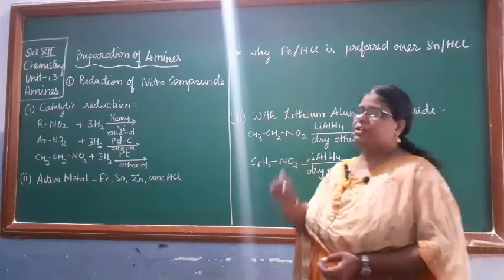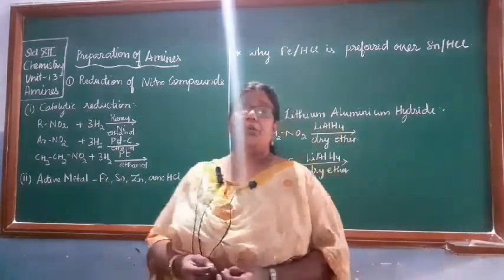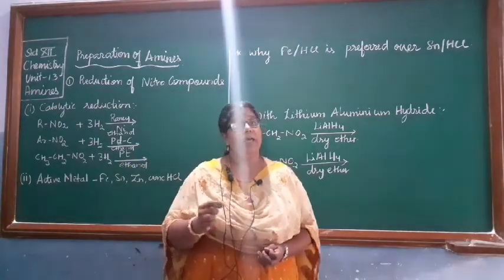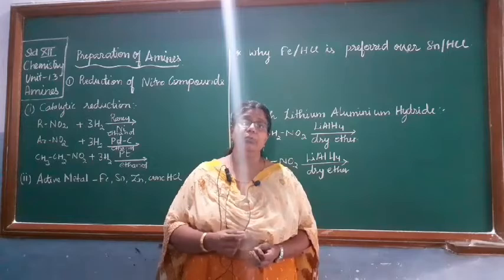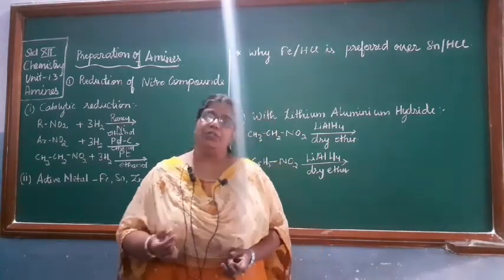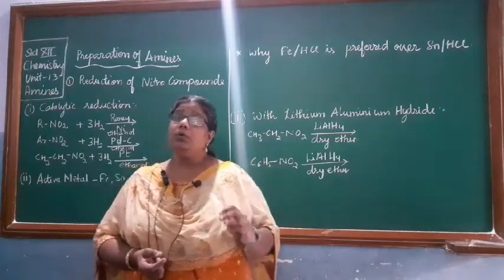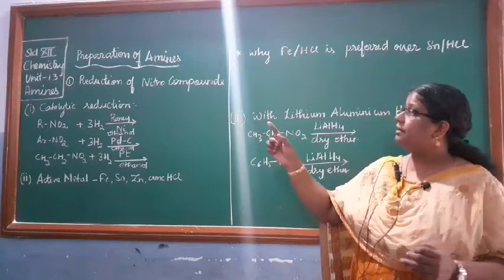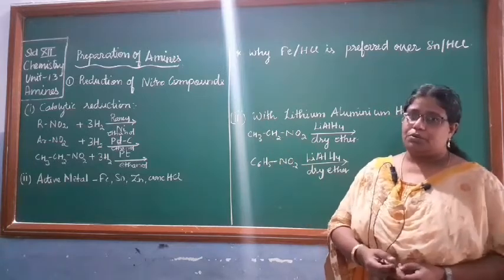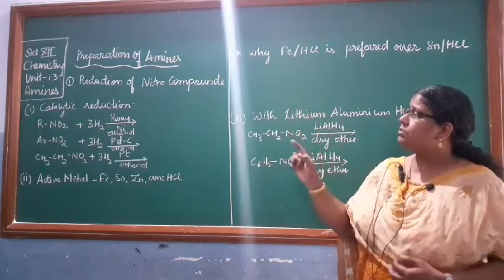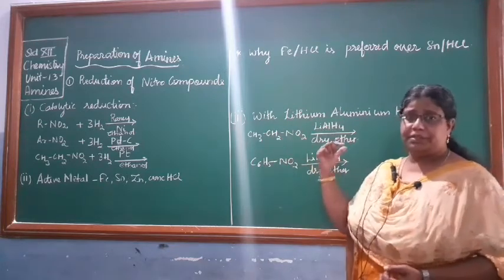Among them, the first one is reduction of nitro compounds. Nitro compounds meaning compounds that have the functional group NO2. That kind of compound is called nitro compounds. Both aliphatic and aromatic amines can be prepared by the reduction of nitro compounds. Now when we say reduction of nitro compounds, again there are different methods.